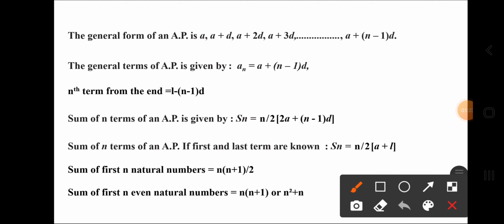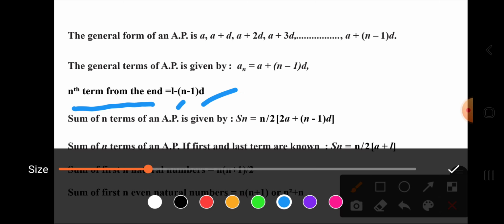Then the third formula is related to finding the term from the last end of the progression. The nth term from the end can be given as l minus (n minus 1) into d. Here l is the last term, d is the common difference, and n is the number of terms.